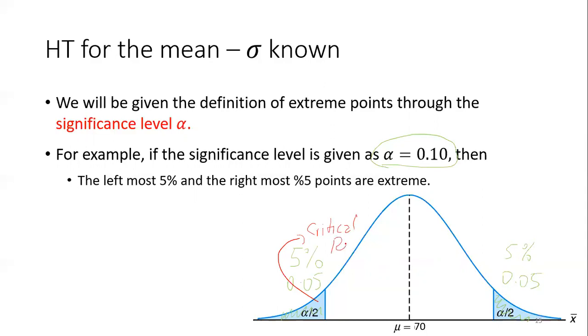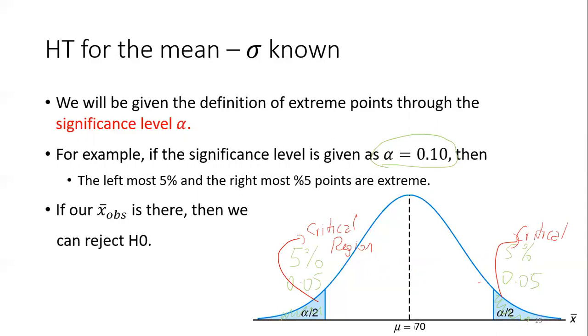So I just call these regions the critical region. This is the critical region, and this is the critical region. Why? Because if you see some observations in this region, it means that the probability of observing something is very low. It's an extreme point. Hence, we can just reject the hypothesis.